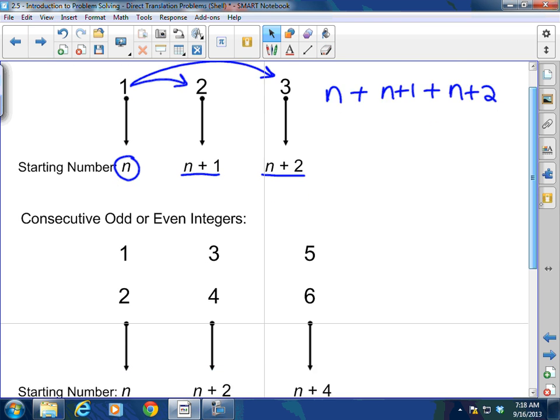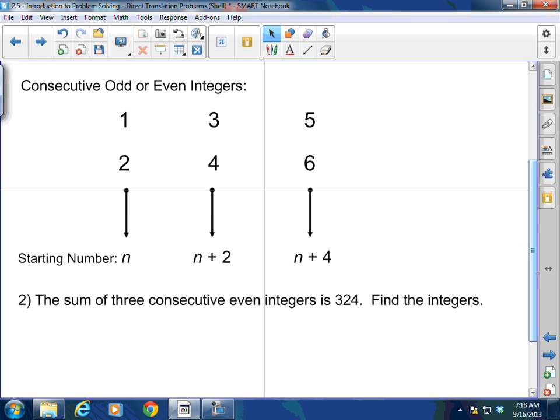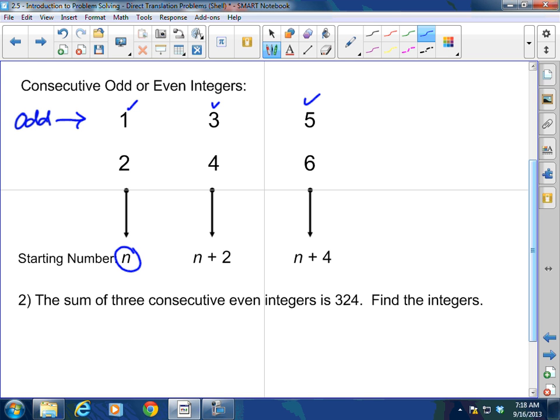When you're talking about consecutive odd or even integers, let's think about odds first. 1, 3, 5. 1 is your original number, n. How did I go from 1 to 3? I added 2. How did I go from 1 to 5? I added 4. Let's think about the evens.